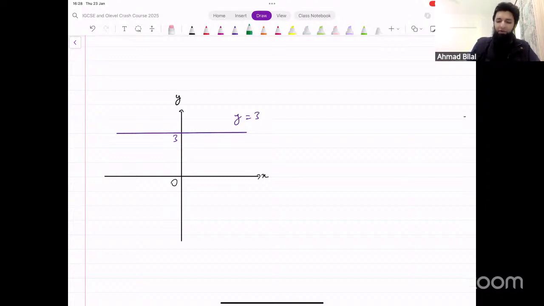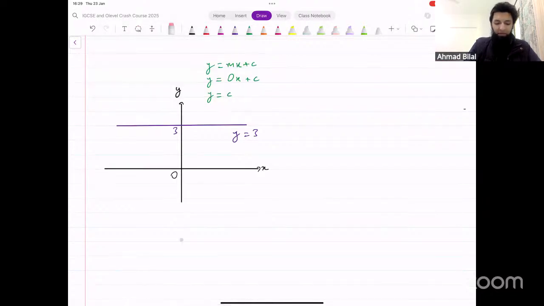You can think of it using y equals mx plus c as well, because it's a horizontal line. Since it's a horizontal line, the gradient is 0. So it becomes y equals 0x plus c. And you're just left with y equal to c, where c is the y-intercept of this line, and the y-intercept is 3. So you can say the line has equation y equals 3.